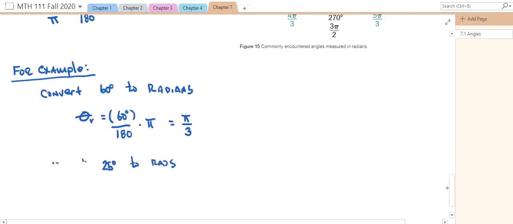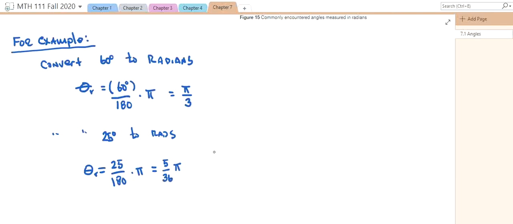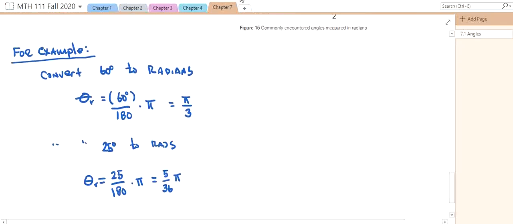Okay, well, what if we convert 25 degrees to radians? Theta in radians equals 25 divided by 180 times pi. This equals 5/36 pi.